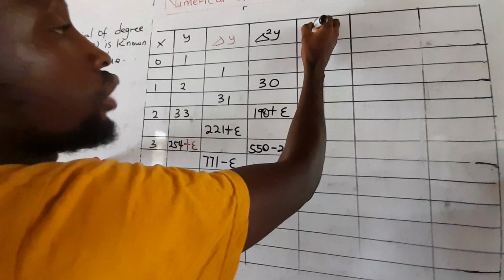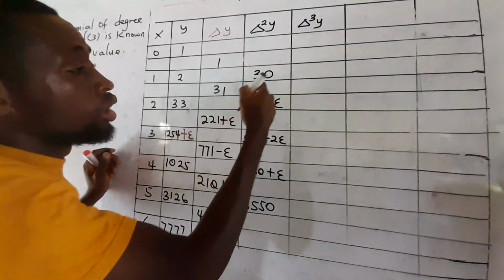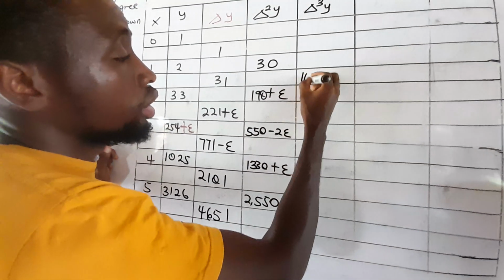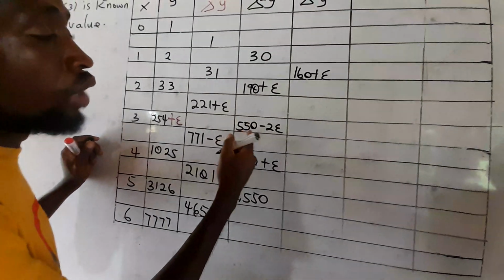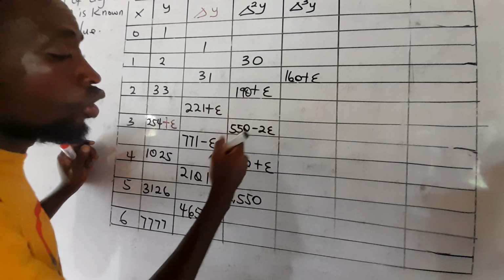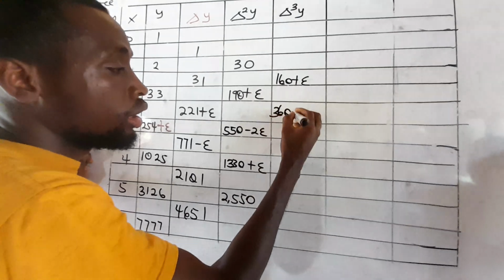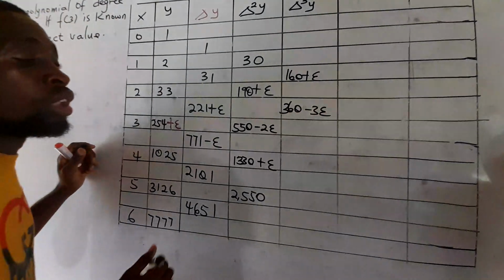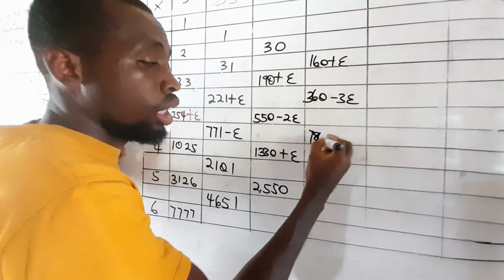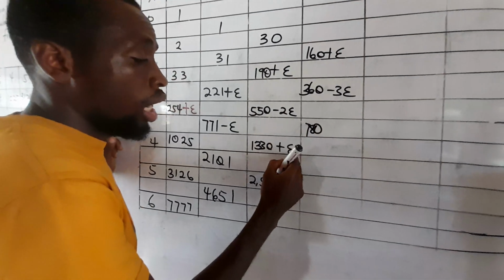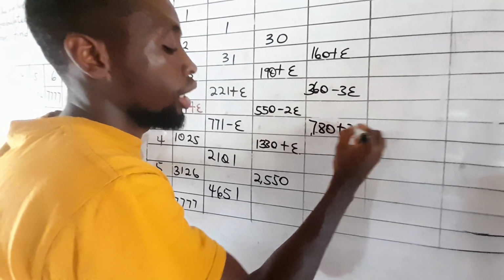So we'll find our third difference, which is del cube y. I'll subtract 30 from this, we'll get 160 plus error. Then we'll subtract 190 plus error from 550 minus 2 error. We'll get 360 minus 3 error. Then this from this, we'll get 780. That's error minus minus 2 error, that will be plus. So 780 plus 3 error.